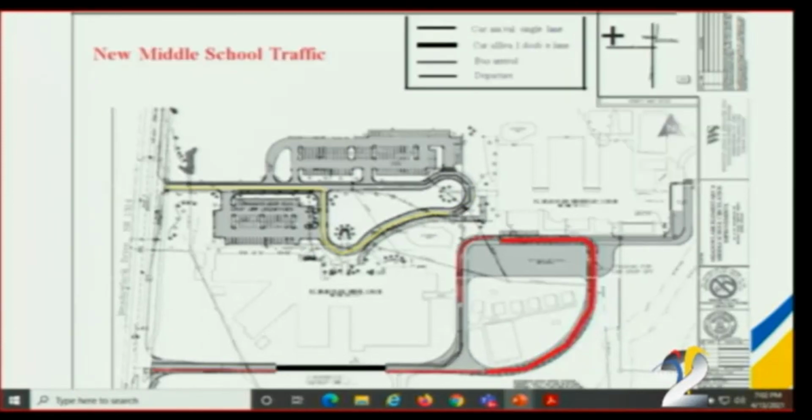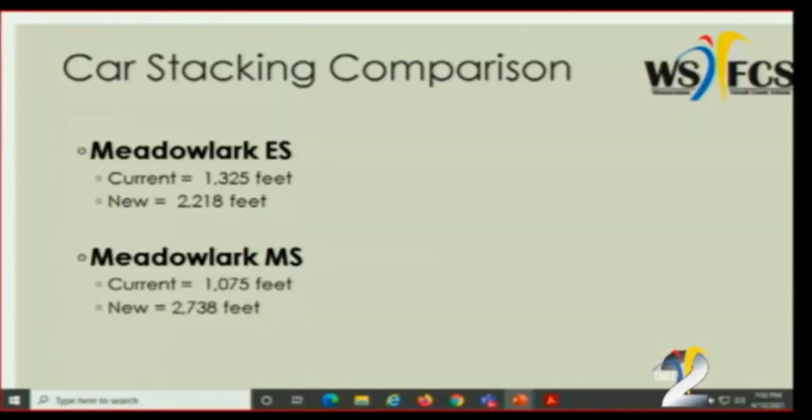So again, what we've got for you tonight, I had some stacking comparisons for you. We're currently at the elementary school stacking about 1,300 feet of cars. We're going to improve that to about 2,200, so almost 1,000 feet of more stacking with this pattern. At the middle school, we currently have 1,075 feet of stacking, and we're going to improve it to about 2,700, a significant increase at the middle school as well.